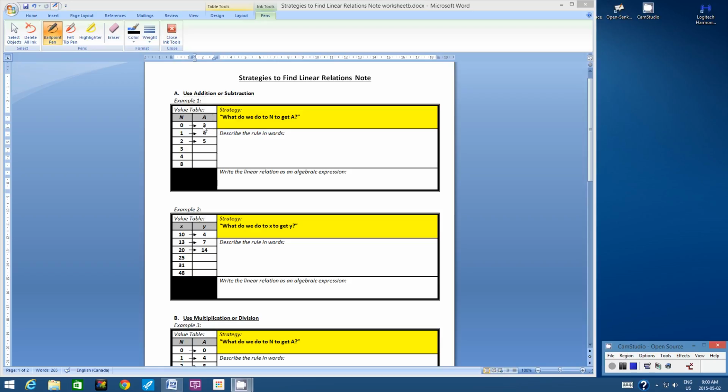Okay, so if you've got an idea of what we had to do to 0 to get 3, then let's see if that rule works for the next value. So if we have an N value of 1, and then we get an A value of 4, does your rule still work? Let's think back to the strategy here. What do we do to N to get A? So what is it that we did?